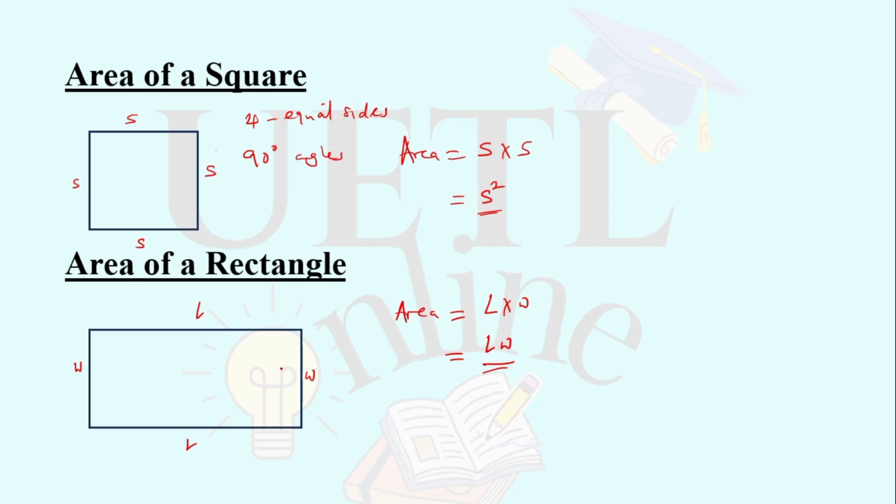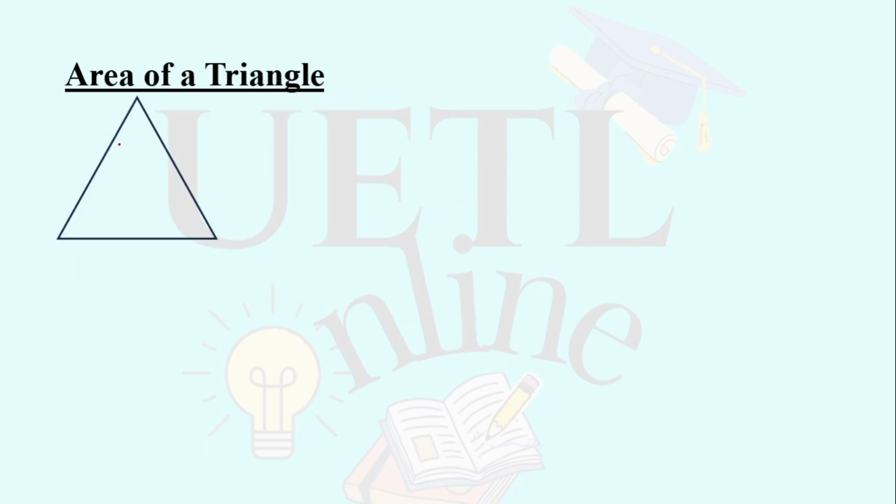Okay, so now we have talked about the square and the rectangle. Let's get into another shape where we're going to know how to find its area. Now let's talk about the area of a triangle. Okay, so I told you that a triangle is a shape of three sides. So when you see a shape which has three sides, it is a triangle.